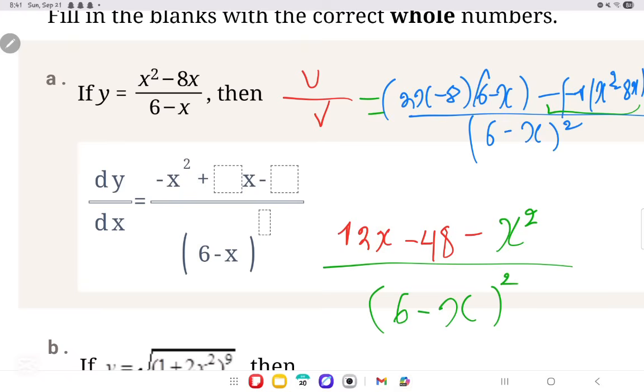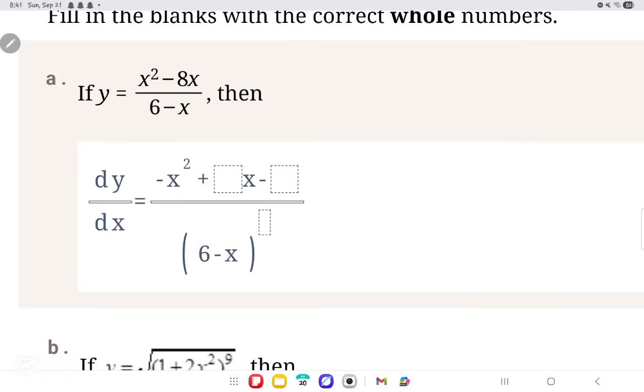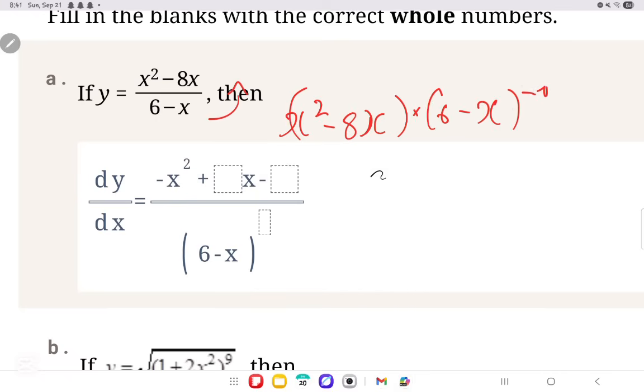The other way is to do x squared minus 8x, and then you will bring this up, so it will become 6 minus x to the power of minus 1. And since these are multiplied, you're going to do u prime v plus v prime u.